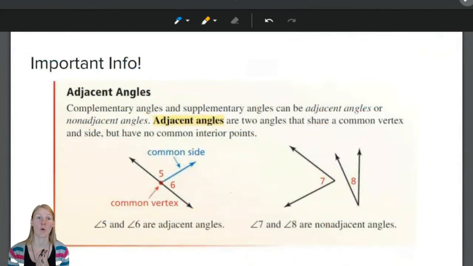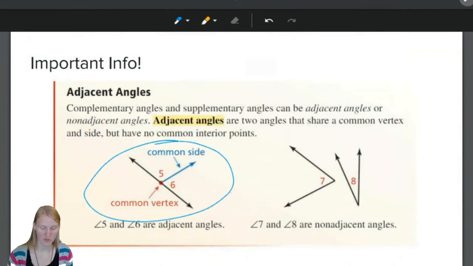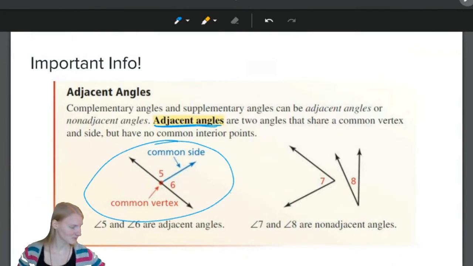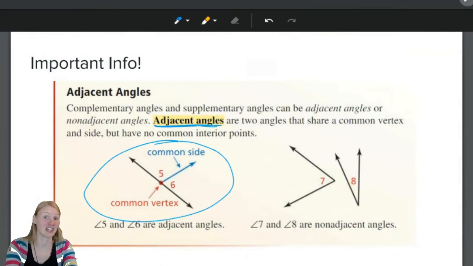Oh, I want to say more about being right next to each other. When I said right next to each other, we have a fancy name for that. We call them adjacent angles. The word adjacent means right next to. This cup of water is adjacent to me because it is right next to me. My computer is adjacent to me because it's right in front of me.